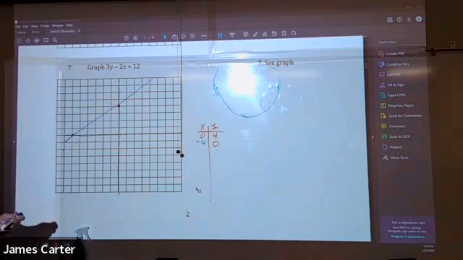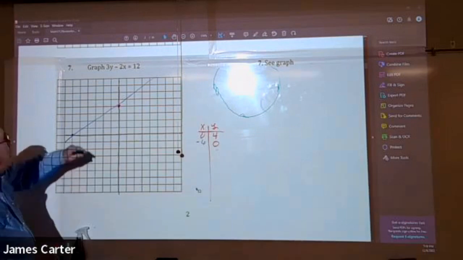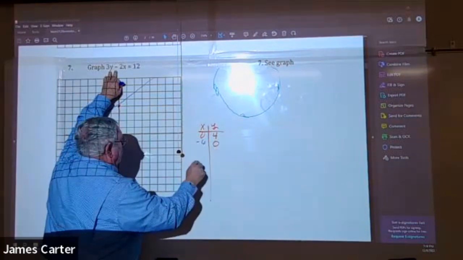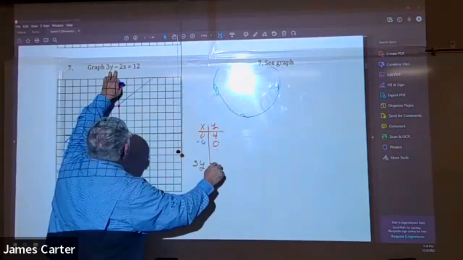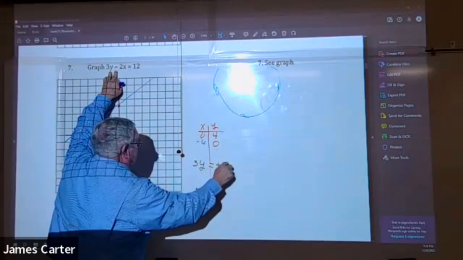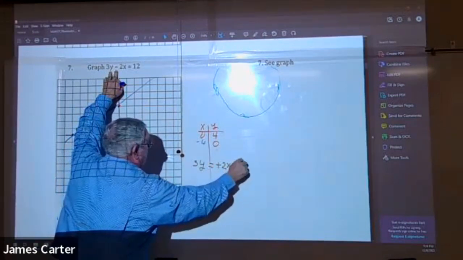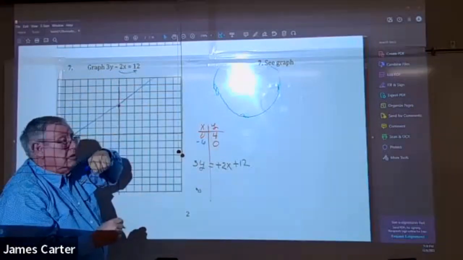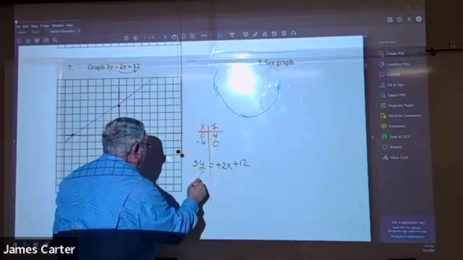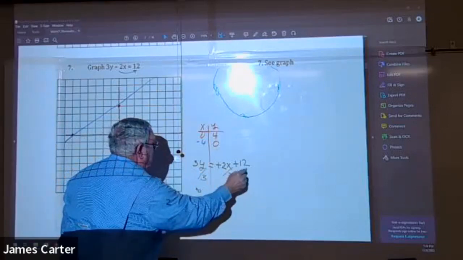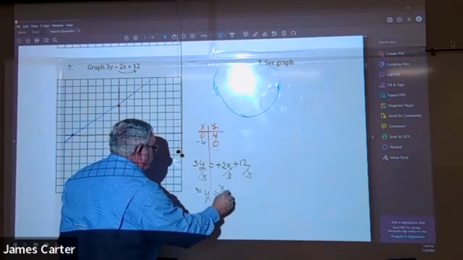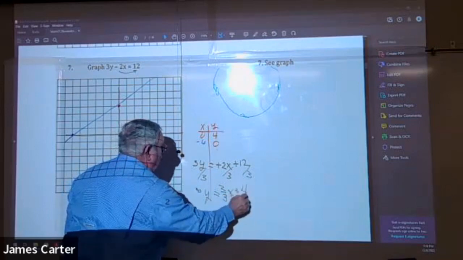The other way of doing this is much easier, I think. Put this into slope-intercept form. 3y equals positive 2x plus 12. In other words, I'm taking this onto the other side. And divide every term by 3. Y equals 2/3 x plus 4.